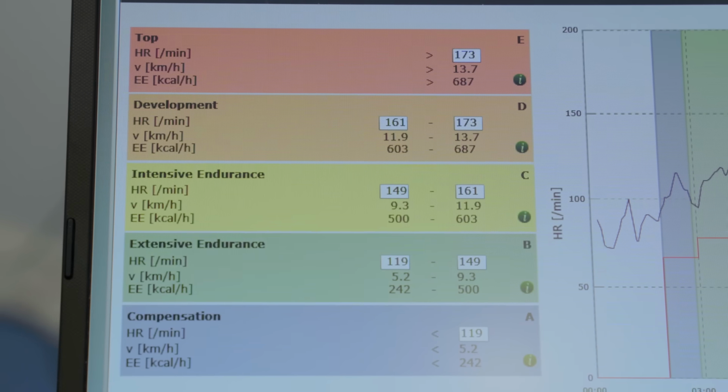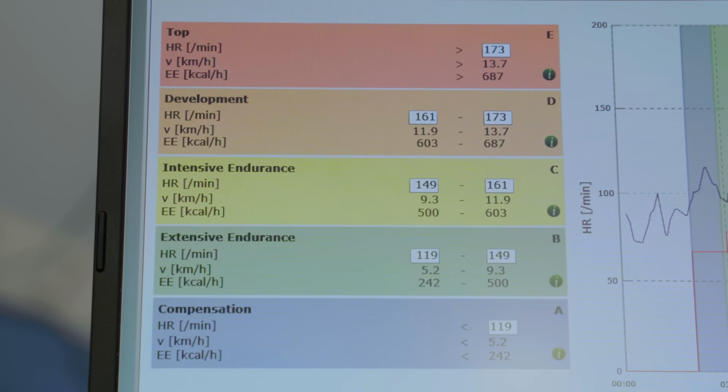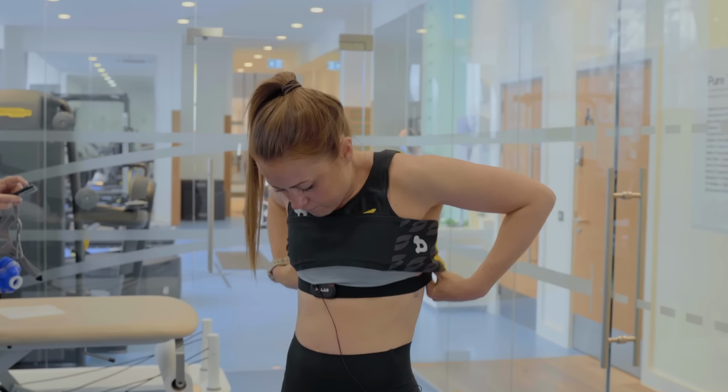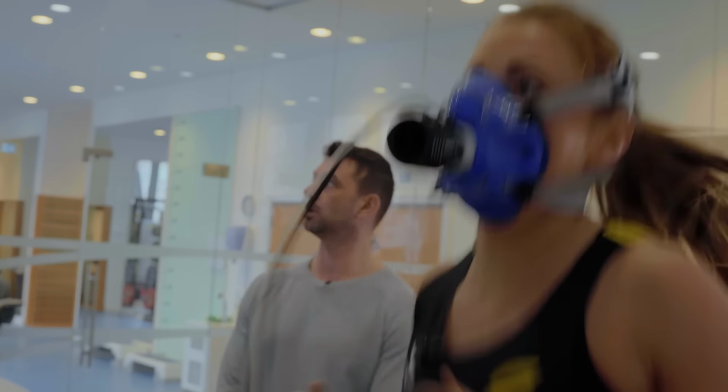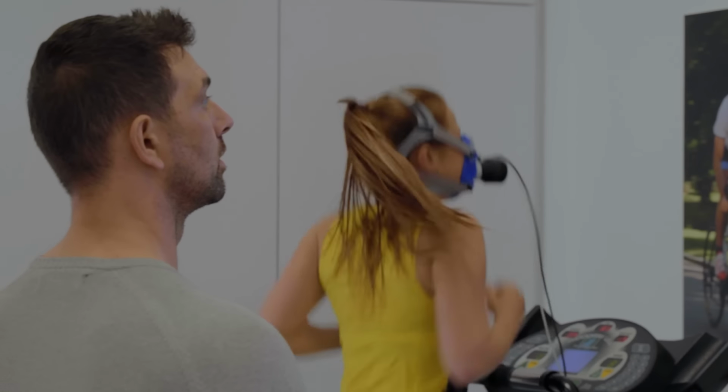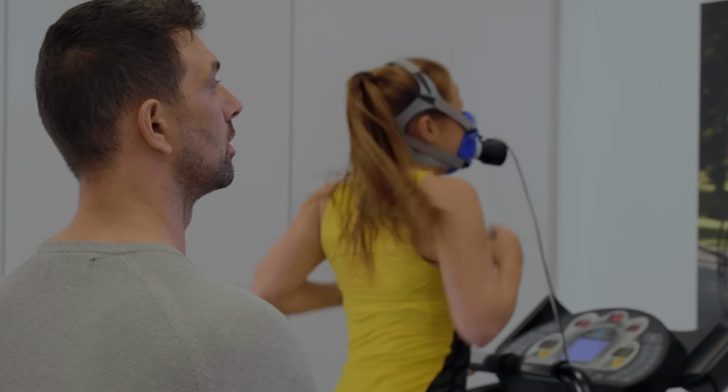In triathlon, people often talk about training to heart rate and different heart rate zones, but what do they actually mean and how do you find out what your zones are? Today I'm going to get tested to find out exactly what my 5 zones are and how I can best utilise them in my training.